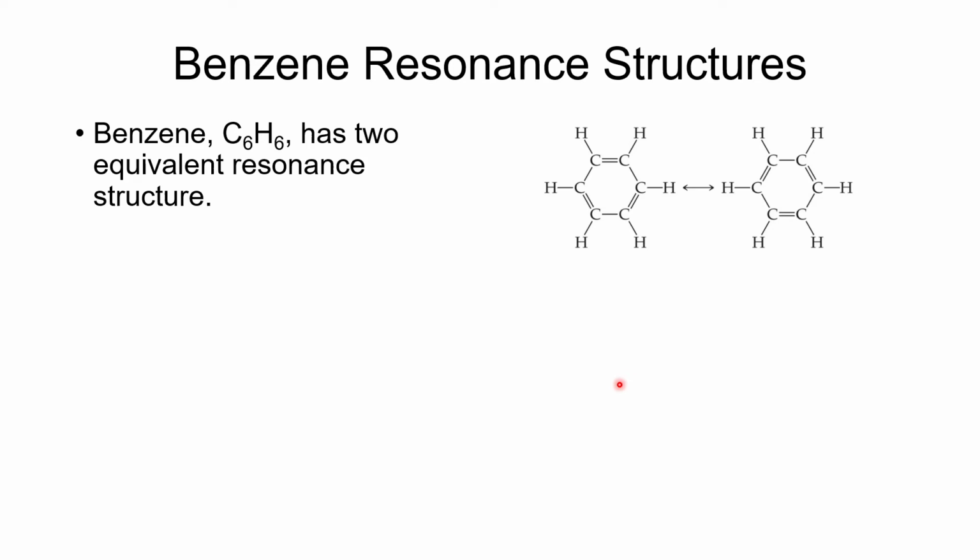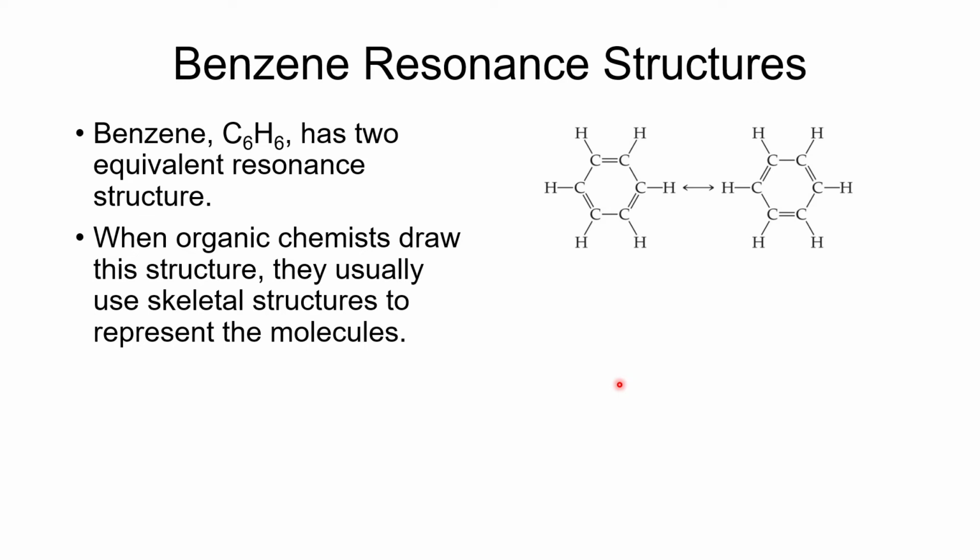When organic chemists draw this, they usually use skeletal structures. Skeletal structures are structures where we leave out the carbons. We don't write down the carbons. Anytime you have two lines that come together, that represents a carbon. And also, hydrogens are implied. If you want to know how that works, just take organic chemistry and I'll get you set up on that. But the hydrogens are implied on that carbon. So this is that structure.